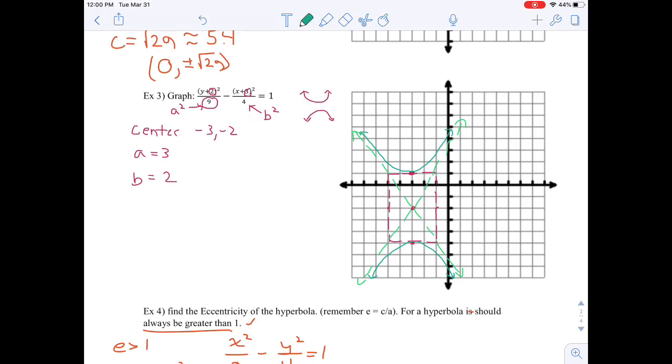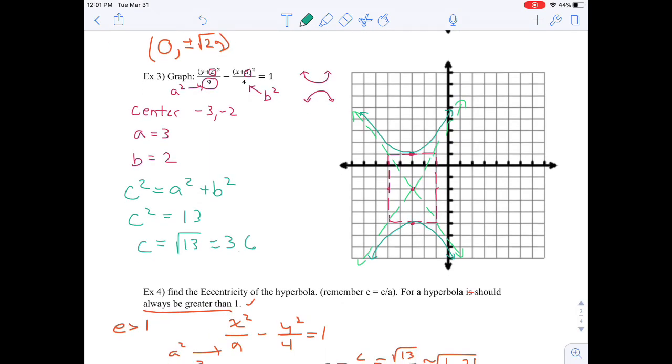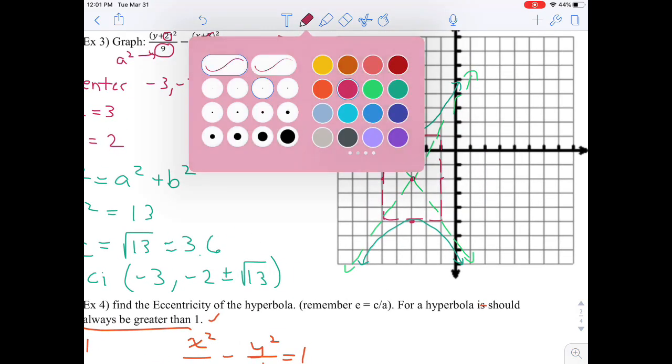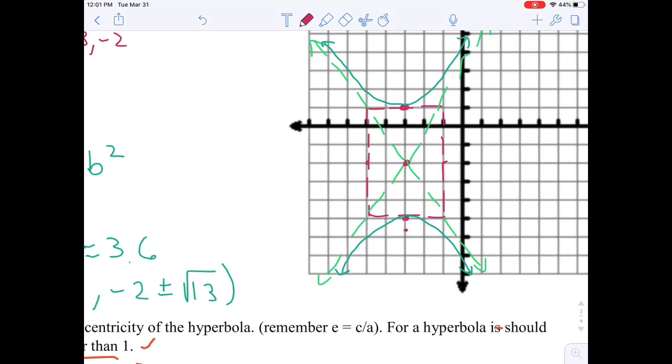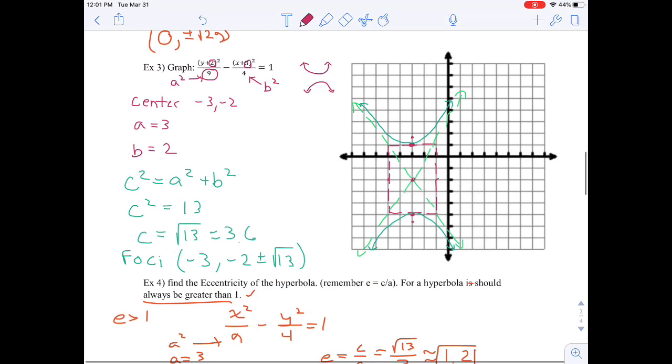The only thing that we are missing is where our foci are. So we can go figure out what c squared is. Remember that's equal to a squared plus b squared. So c squared equals 13. c is the square root of 13. Square root of 13 is about 3.6. Okay. So from our center, which was -3, -2, our foci will become -3 is going to stay the same. We're going to be going up and down, -2 plus or minus the square root of 13. Go down just over 3. Foci are going to be here, and the other foci is going to be right about here. Okay, that does it.